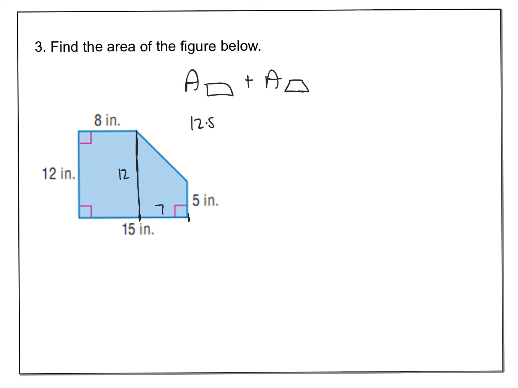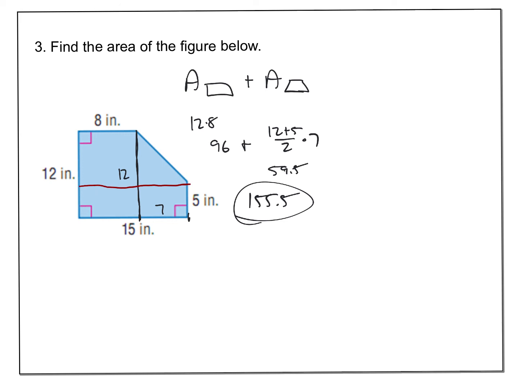So this would be 12 times 8, so that's going to be 96. This would be 12 plus 5 divided by 2 times 7. Eight and a half times 7, so it's going to be 59.5. So when I add that, I get 155 and a half. That's perfectly fine. Some people might go across this way and do it that way, with the trapezoid this way and the square this way. All of those are fine.